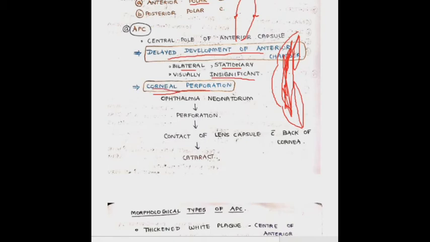That is, vision is maximum perfect in them. Then corneal perforation. Corneal perforation occurs most commonly in infections like ophthalmia neonatorum. It can be a bacterial or viral infection which causes this ophthalmia neonatorum, which causes the perforation of the cornea. Here, the lens capsule comes in contact with the back of the cornea. This leads to the formation of the cataract, mainly in the anterior polar region of the lens.